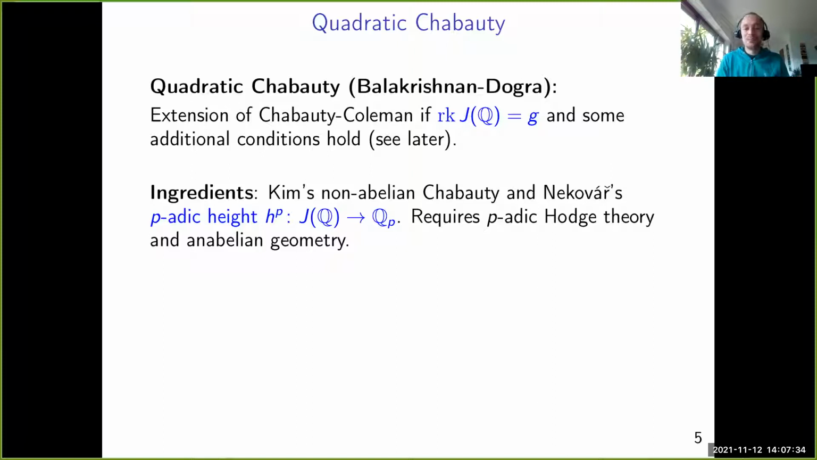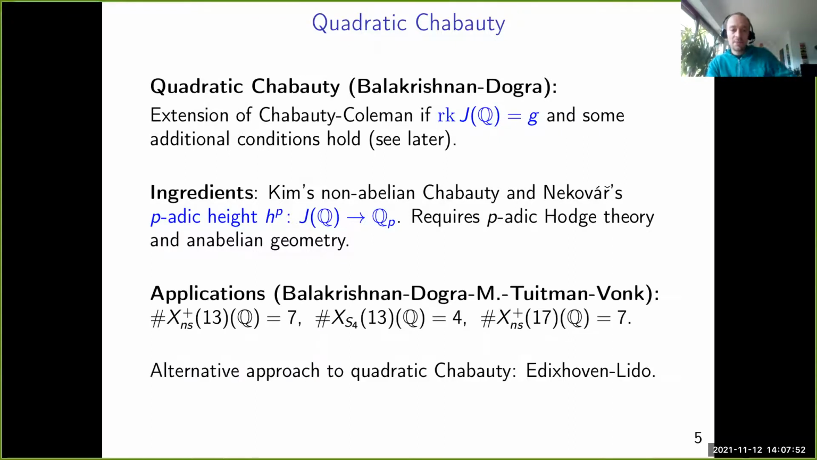And well, there are many different constructions of P-adic heights, but Nekovar's construction is in terms of P-adic Hodge theory, and so is Kim's non-abelian Chabauty. So that's why this is the way to go here for this kind of approach. But I'll show you that there's a different one.